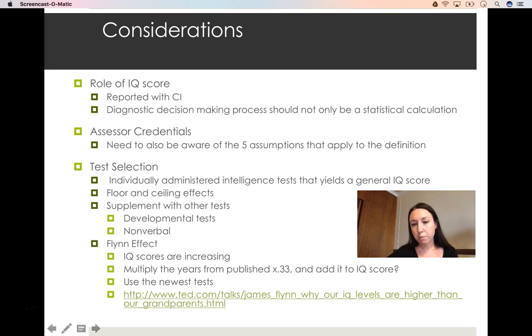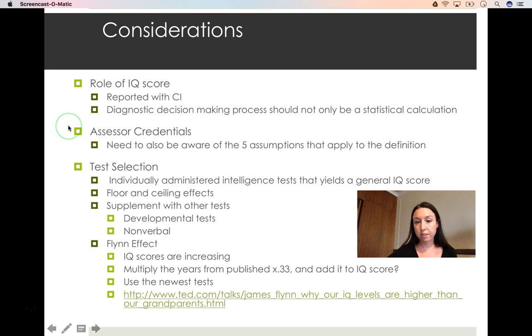The IQ score is important. IQ tests, while not perfect, are pretty good at doing what they're supposed to do, but make sure they're reported with their corresponding confidence interval, and diagnostic decision making should be a process and not just based on a statistical calculation or an IQ score.